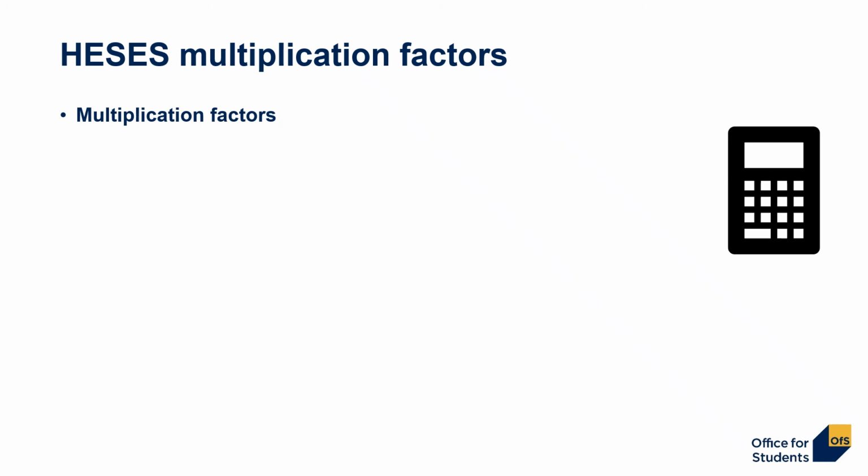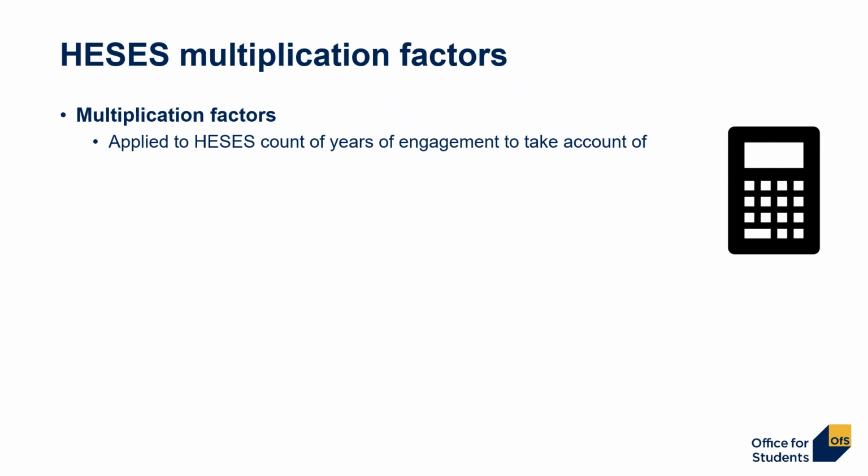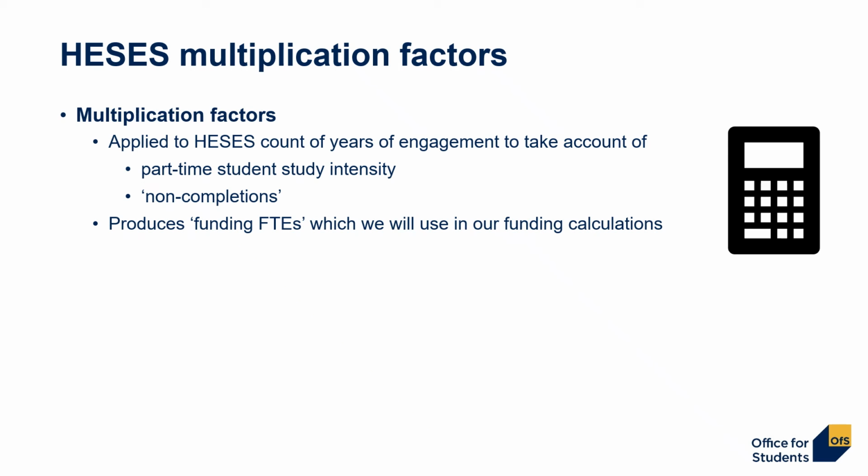Multiplication factors are applied to the count of years of engagement in HESES returns to allow for the effect of the different study intensity of part-time students and of the effect of students not completing their study intentions. Doing so gives the funding FTEs that we use in our funding calculations. As we will see when we look at the workbook in more detail, multiplication factors from the previous year are carried forward into the HESES workbook.